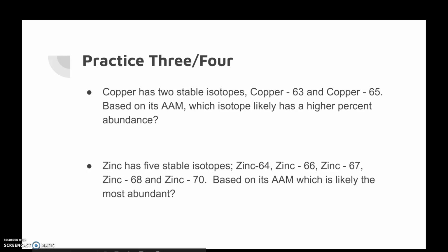Zinc has 5 stable isotopes: zinc-64, zinc-66, zinc-67, zinc-68, and zinc-70. Based on its AAM, which is likely the most abundant? You will also need to check the periodic table for this one.